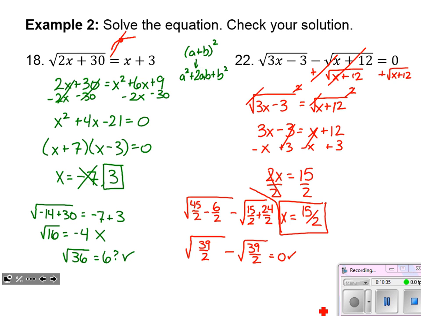And again, we could use the calculator. We have that calculator tips video that shows you how to use calc intersect. That would be a nice way to confirm that their intersection does happen when x equals 15 halves or 7.5.